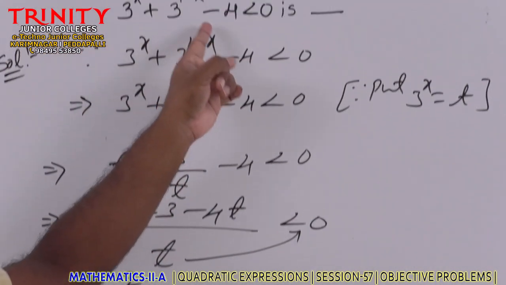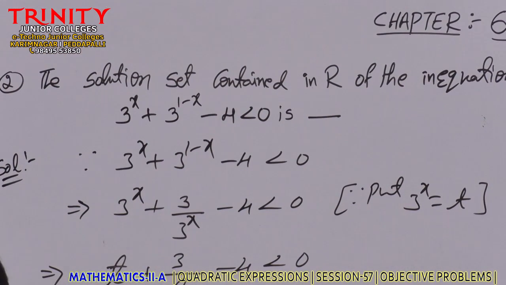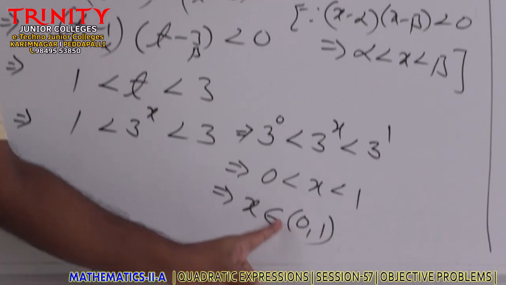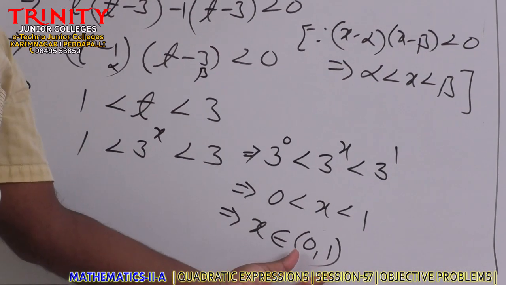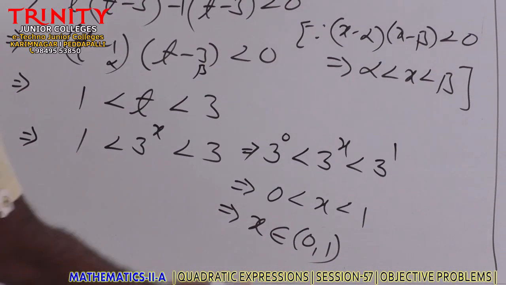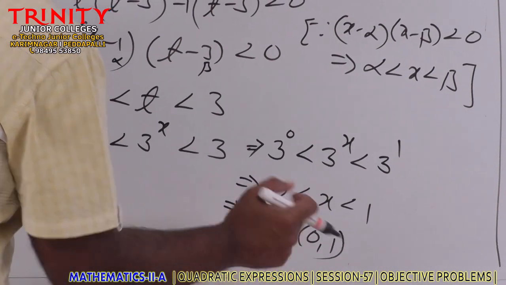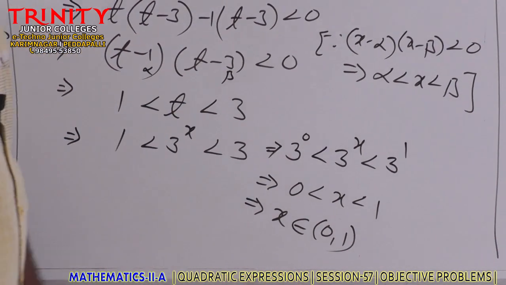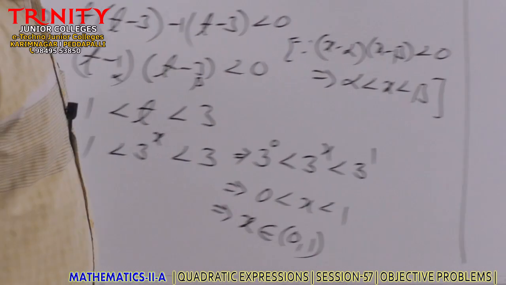He was asking the solution of this one in R. Therefore the solution of x in R is the open interval (0, 1). If suppose we have equality here, then we will take this as the closed interval [0, 1]. Then we will go for another one.